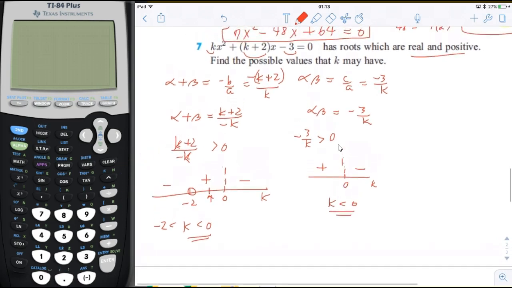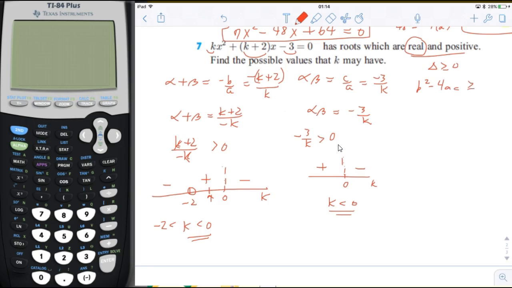Okay, last of all, we haven't used the information yet that the roots are real. Remember, when the roots are real, that means that the discriminant is greater than or equal to 0, right? And let's see, we know that the discriminant is b squared minus 4ac. So what we're saying is that b squared minus 4ac is greater than or equal to 0.